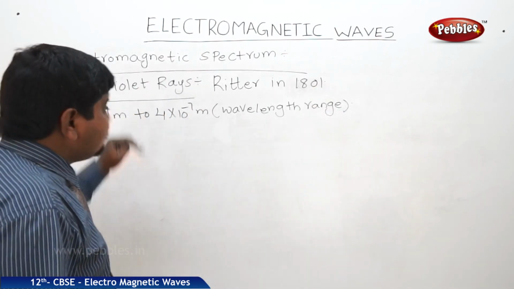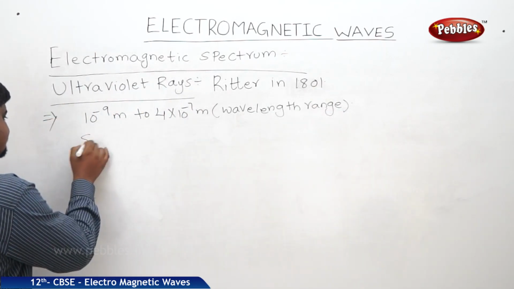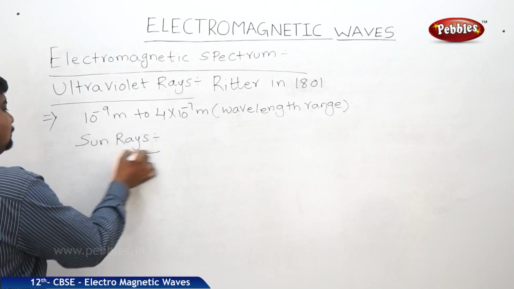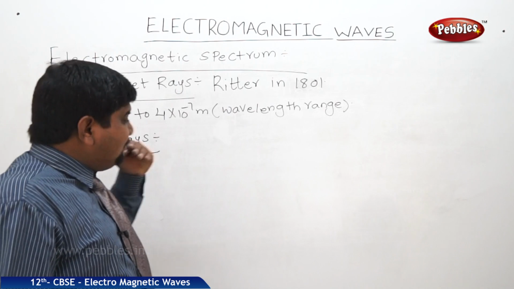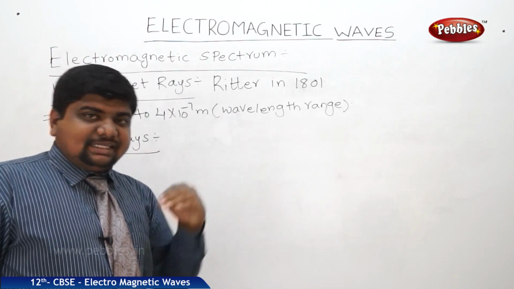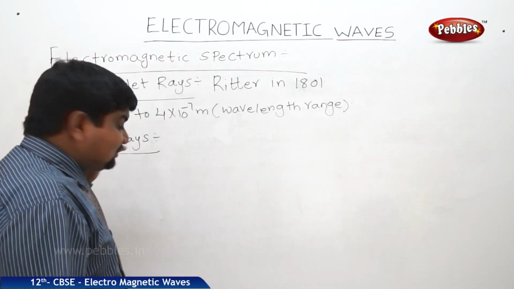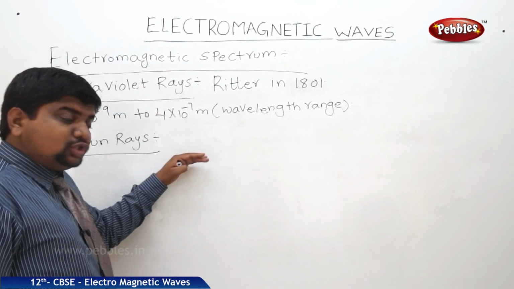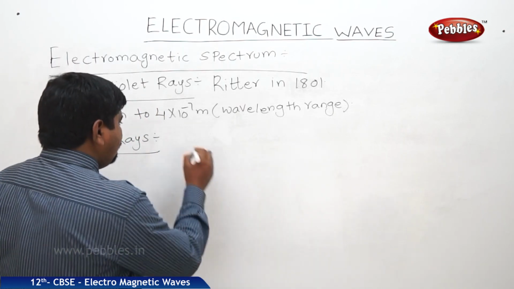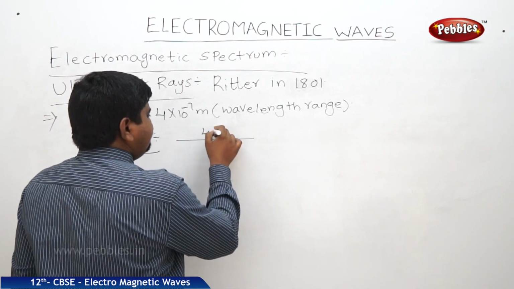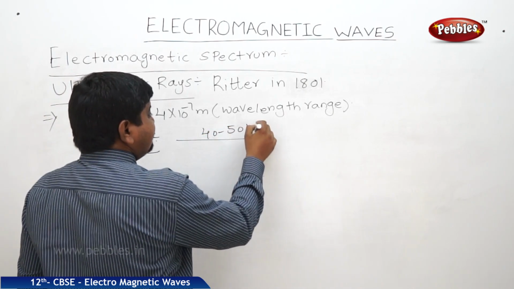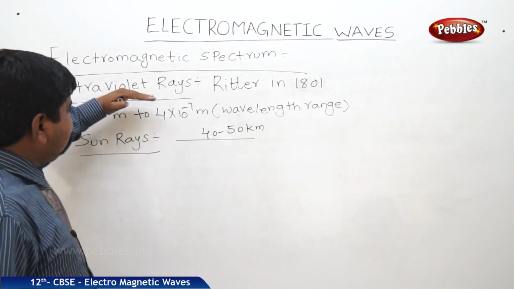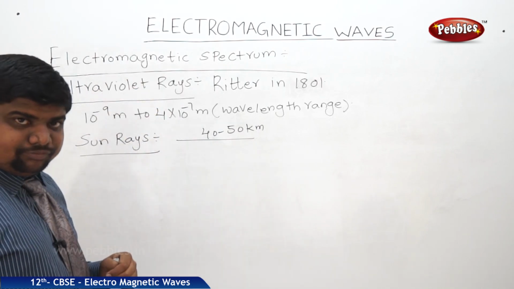The major source of ultraviolet rays is sun rays. Naturally, the radiation emitted by the sun, the major part of its radiation, is UV radiation only. But the ozone layer, which is above a height of 40 to 50 kilometers from the Earth's surface, is filtering, or completely absorbing or reflecting, the ultraviolet rays.